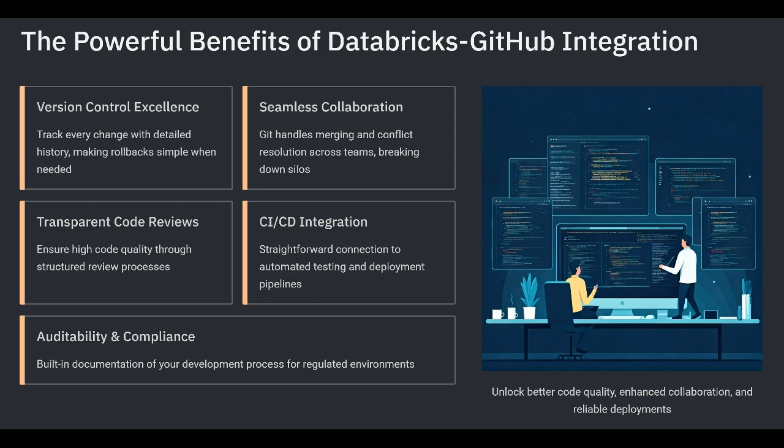So why is this workflow so beneficial? First, version control lets you track every change with detailed history, making it easy to roll back if needed. Collaboration across teams is seamless, since Git handles merging and conflict resolution. Code reviews become simple and transparent, ensuring high-quality code. And with this structure in place, integrating with automated CI/CD pipelines for testing and deployment is straightforward. Plus, these workflows bring auditability and compliance for teams that need to document their development process.